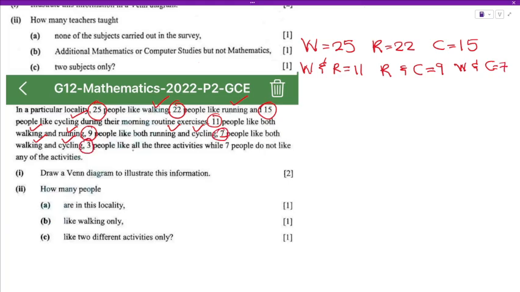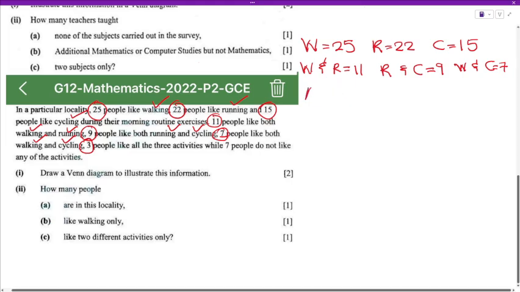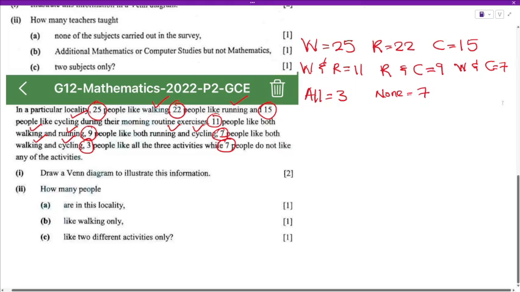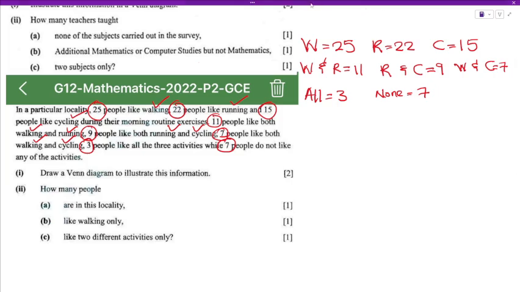3 people like all 3, so all 3. 7 people do not like any; these are the guys that are outside the Venn diagram. Let's put this as none, that is 7. They liked none of these activities, maybe they liked swimming or something else, or they didn't like exercising at all. Now we come up with our Venn diagram.